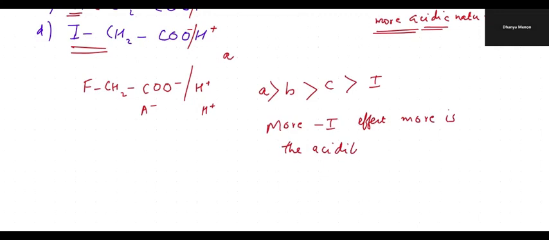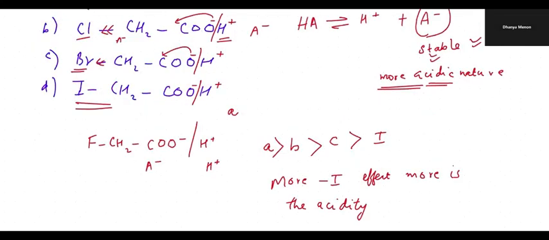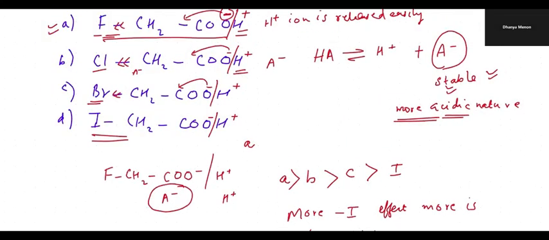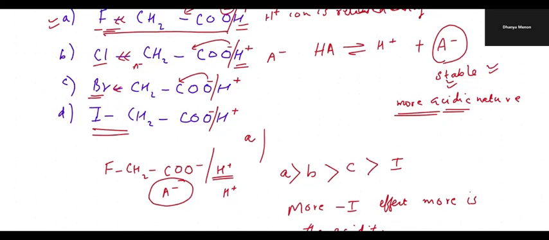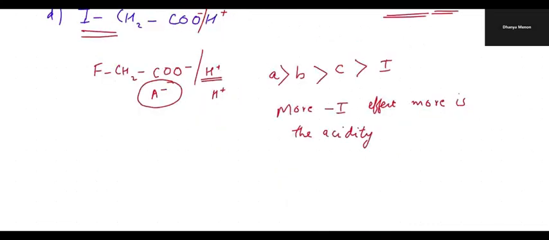Why is it more? Because of the stability of A minus ion. Okay, why is A minus ion stable? Because the charge gets distributed. If the charge gets distributed, the H plus ions can be removed easily. I hope it is clear. So you can keep in mind the statement, more minus I effect, more is the acidity. Okay.